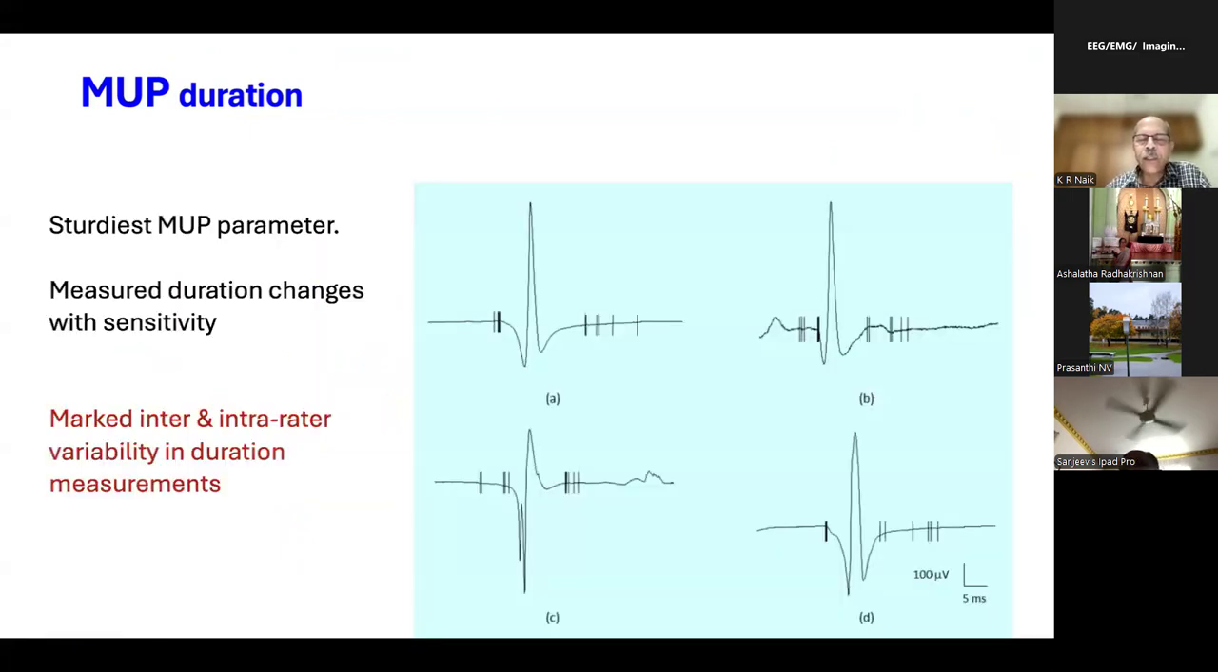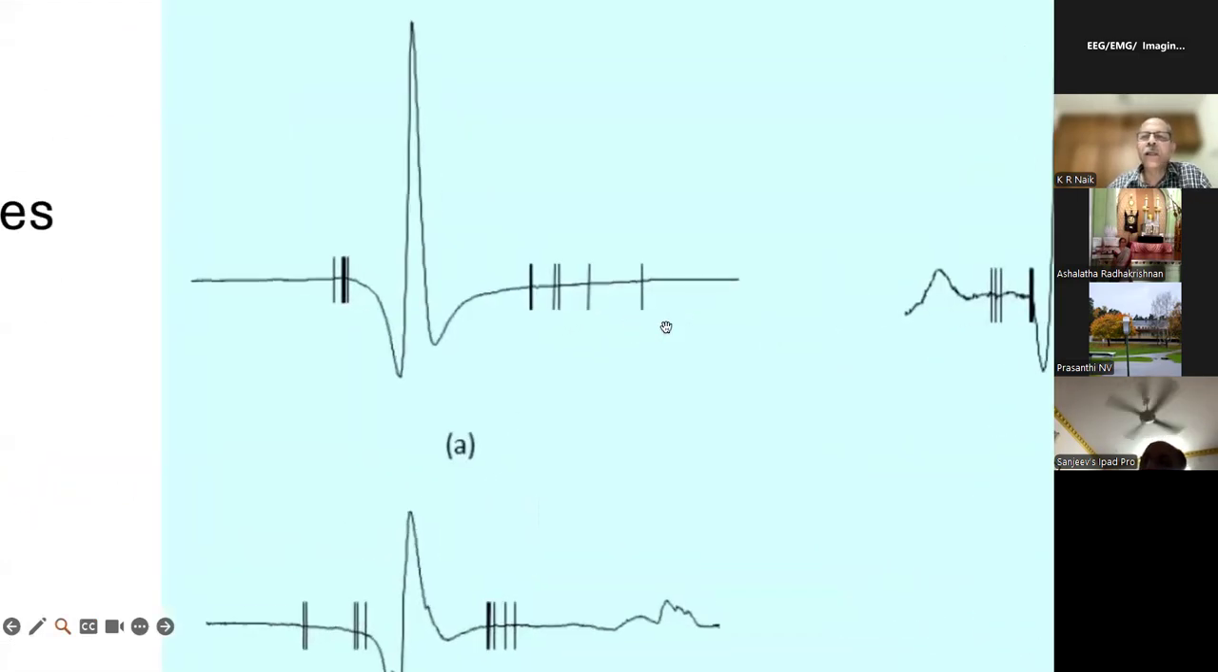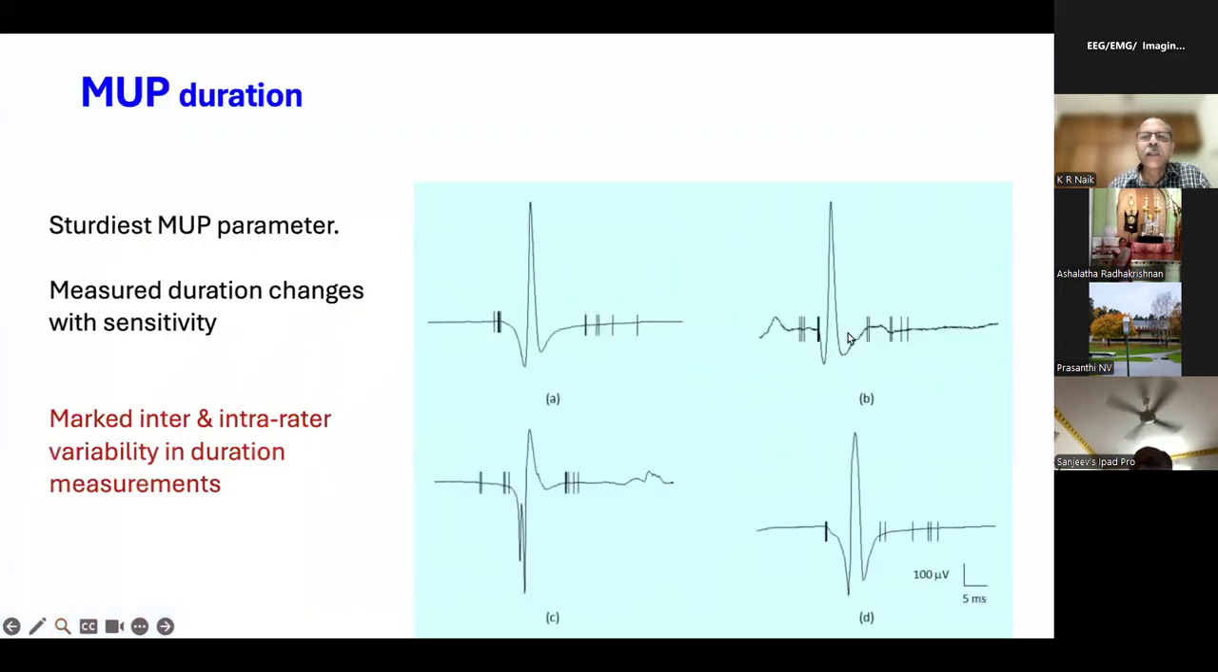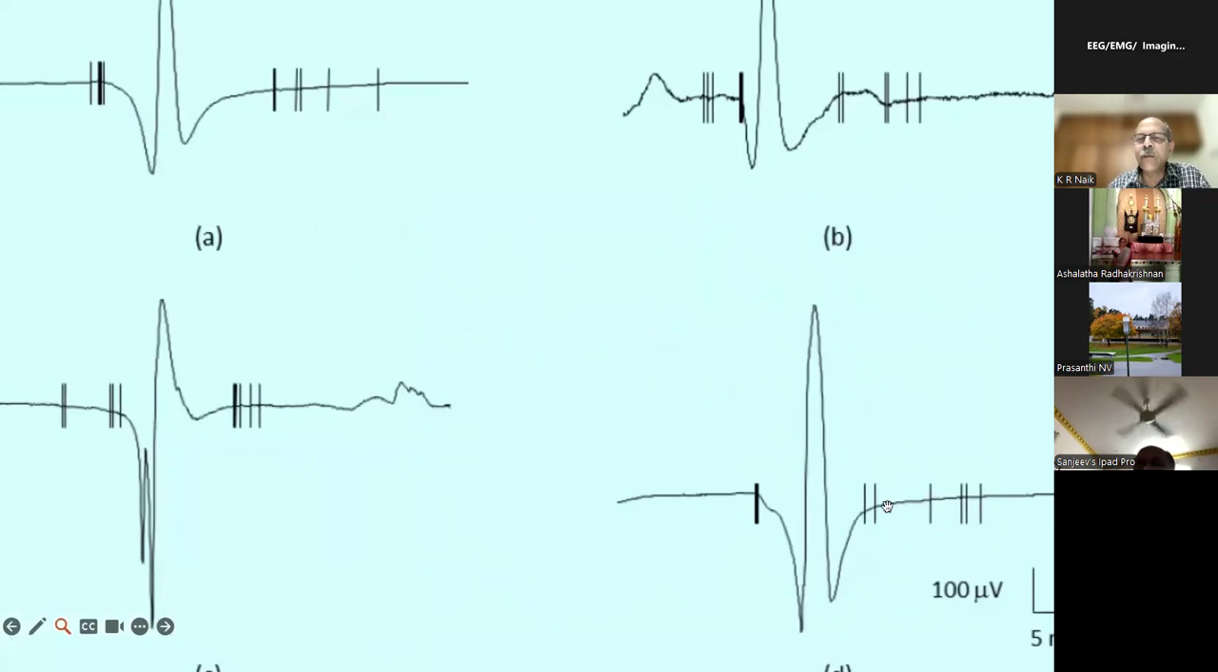Amplitude, duration is supposed to be the most sturdy measurement. But unfortunately, it is the most difficult one because this was given to 6 experts. If you see, there are 6 cursors here, 1, 2, 3, 4, 5, 6 cursors. MUP is given to the experts. There are variations. Now you can see a lot of variation is there. Some person is going to put here, some person is going to put in a different place.